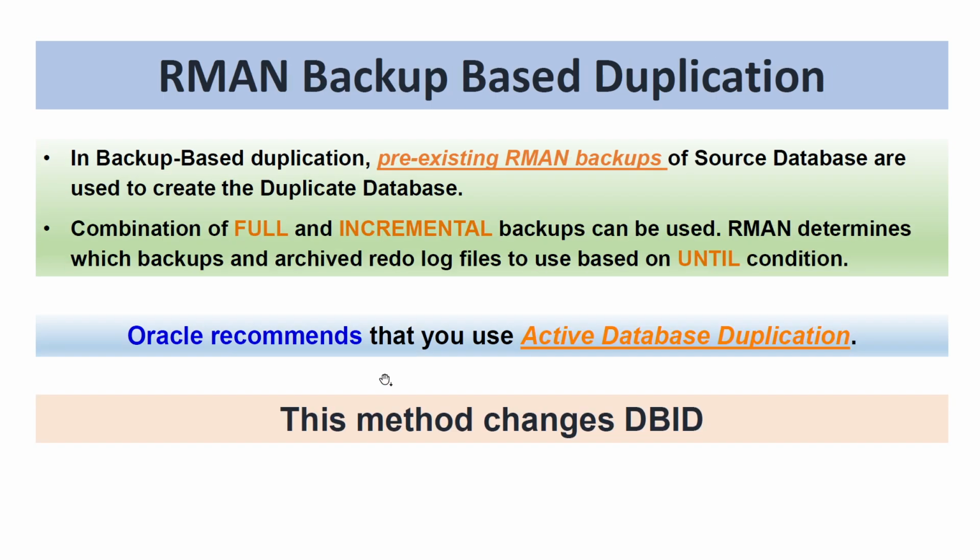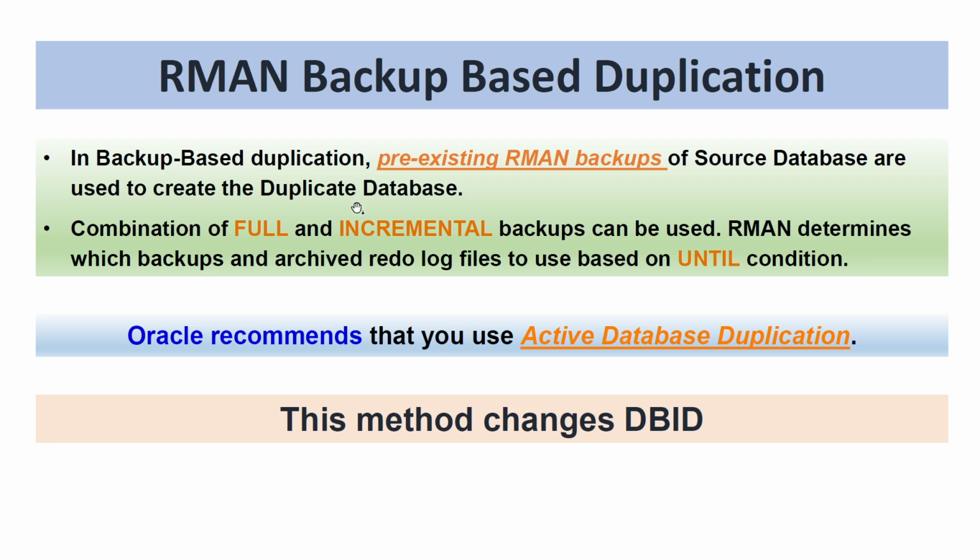The second method is RMAN backup based duplication. In backup based duplication, pre-existing RMAN backups of the source database are used to create the duplicate database. A combination of full and incremental backups can be used. RMAN determines which backups and archived log files to use based on the until condition. As per Oracle, the recommended method is active database duplication, but if you can't use it, then you can go for backup based duplication, and you need to have the RMAN backups. This method also changes the DBID.